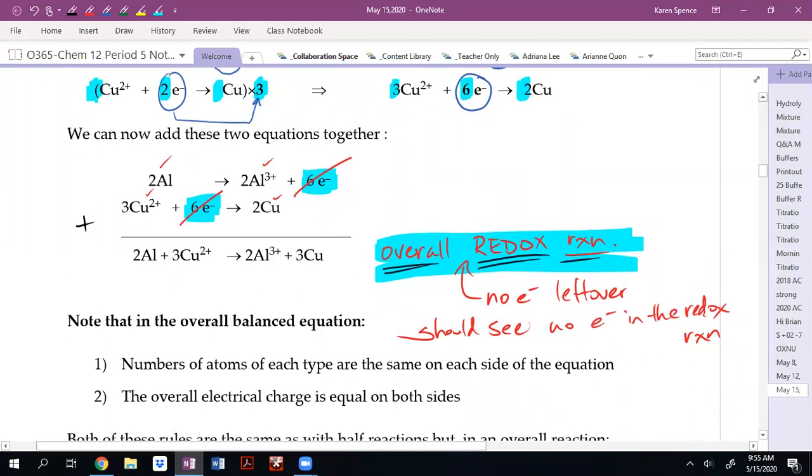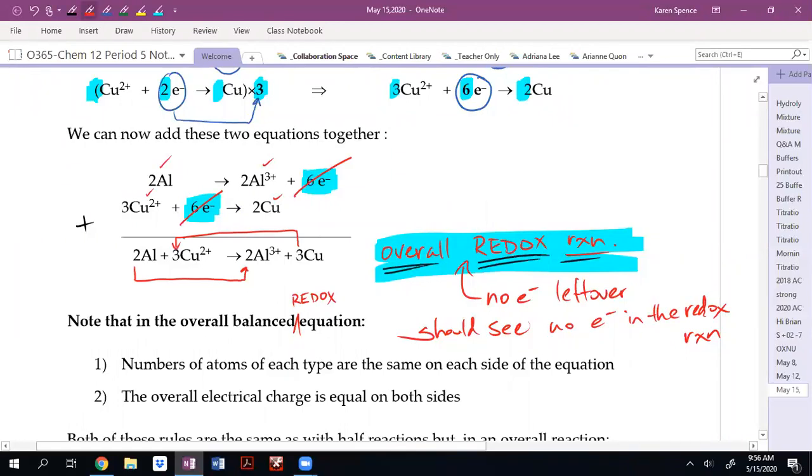Okay, if we actually have an overall balanced redox equation, it should fulfill 2 things. The number of atoms of each type should be the same. Let's check that. 2 aluminum. Oh, look, 2 aluminum. That's good. Yay. Just like before, grade 11, grade 9, whenever you did that. 3 copper, 3 copper. That's fantastic.